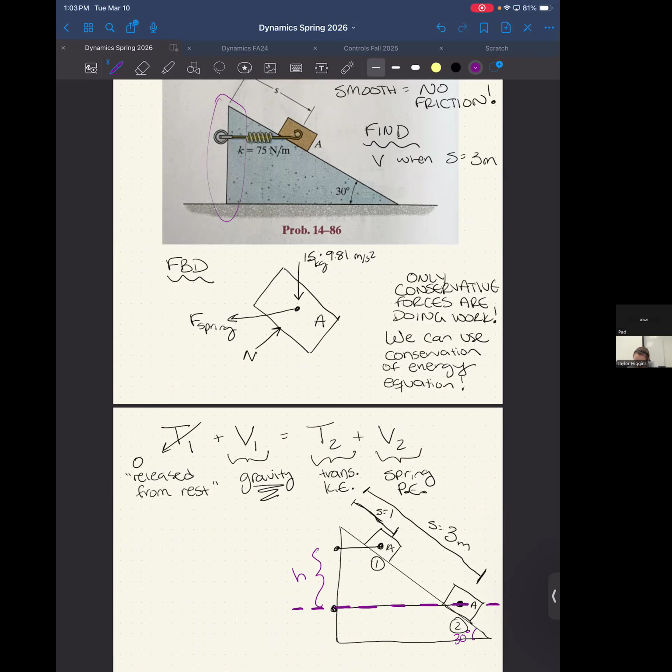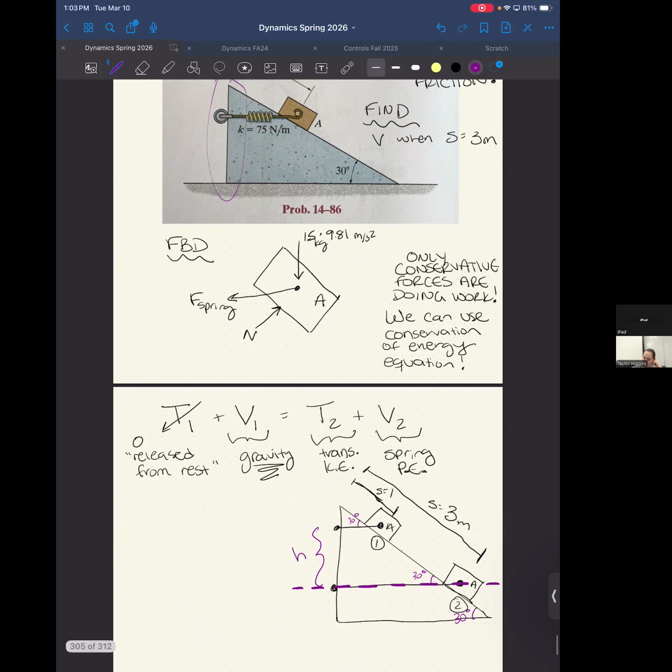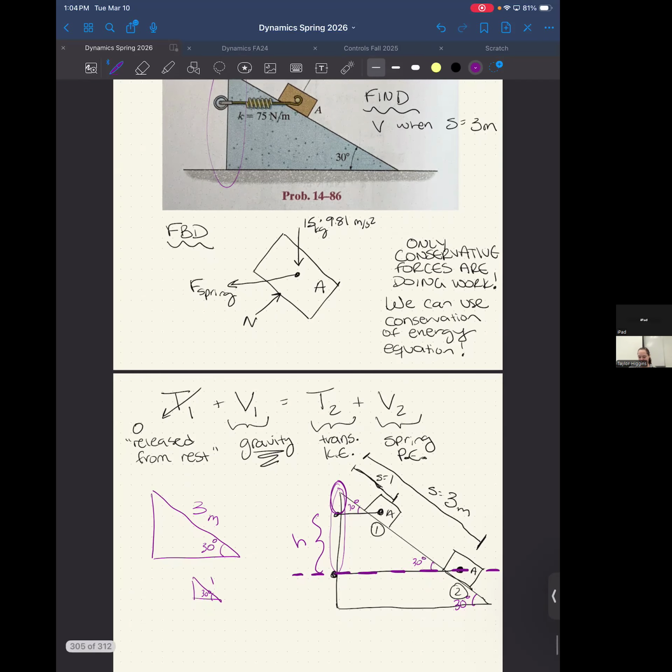Right, so this is 30 degrees, which means that this is 30 degrees, and also that this is 30 degrees. Okay, so I can find out what is this overall side length using this 3 meters and this 30 degrees. And then I can subtract out the little part at the top using the 1 and the 30. Okay, so let's try to find this height h.